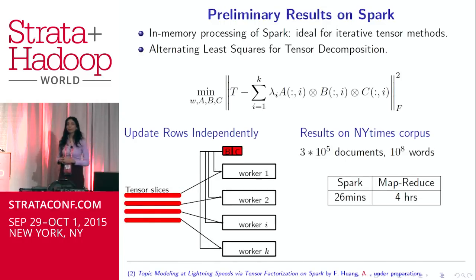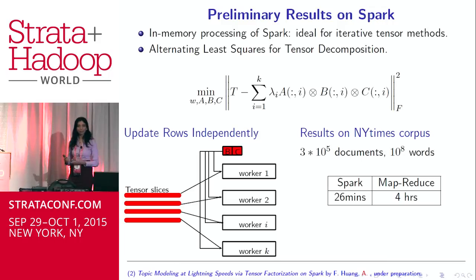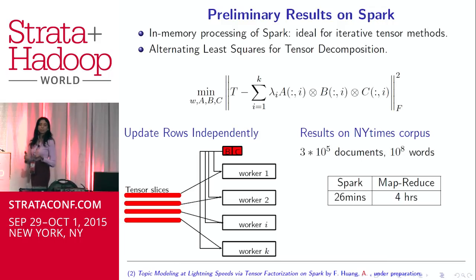We also have a deployment of these tensor methods on Spark, and we hope to be releasing it very soon. The in-memory processing paradigm of Spark makes it ideal for tensor operations since they are iterative and easily parallelizable. To give you an idea, we can do the tensor CP decomposition or the low rank decomposition that I showed using alternating least squares.